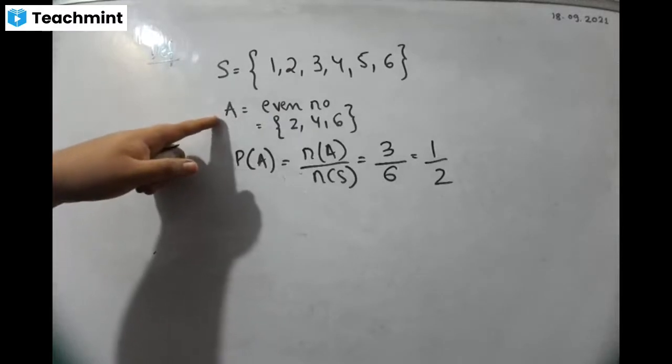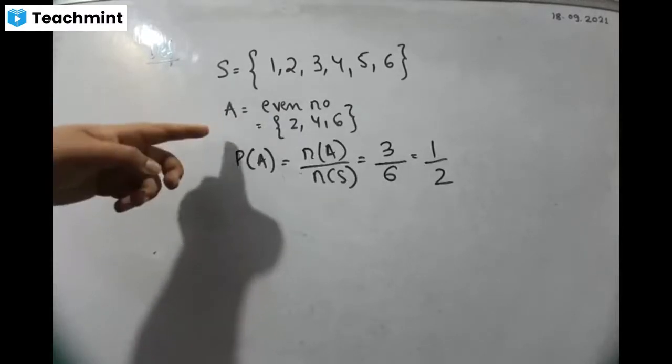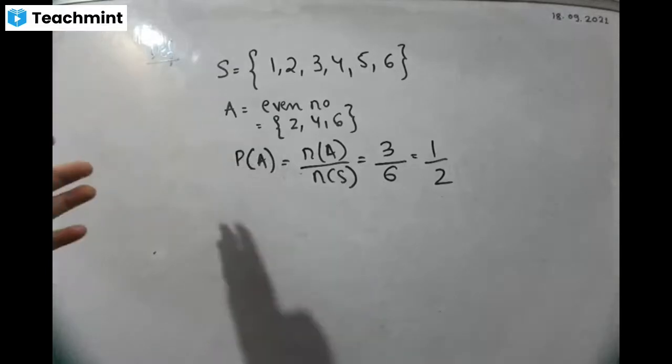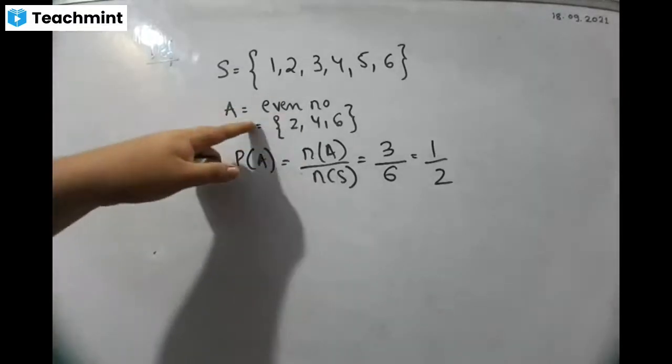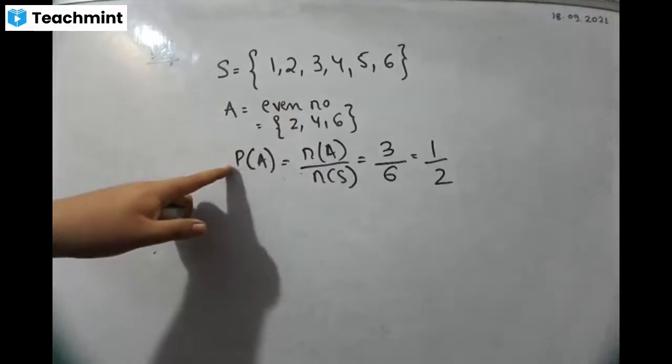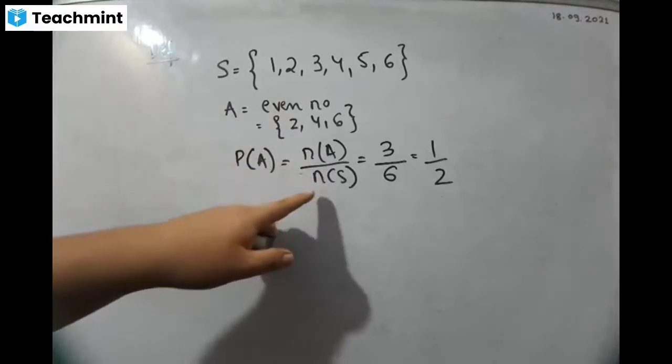What is A? It is an event. Event means a set which consists of all the favorable elements. तिमीलाई जे चाहिएको छ, it comes under this set. Is that clear? And probability of this set will be equal to n of A divided by n of S.